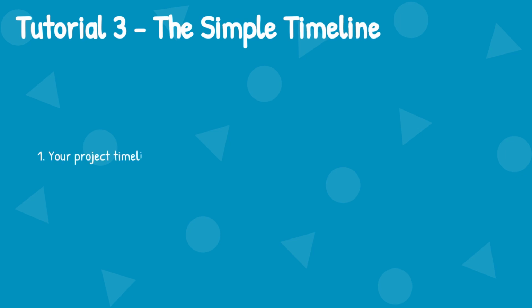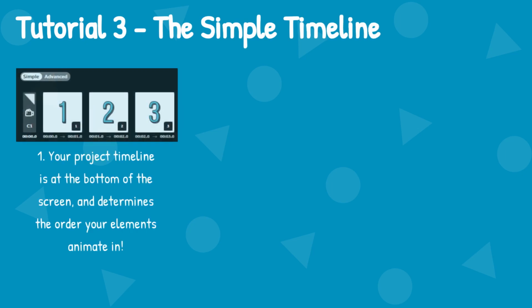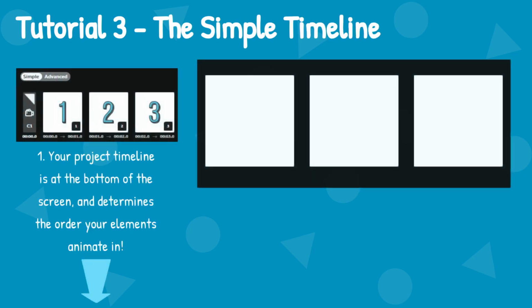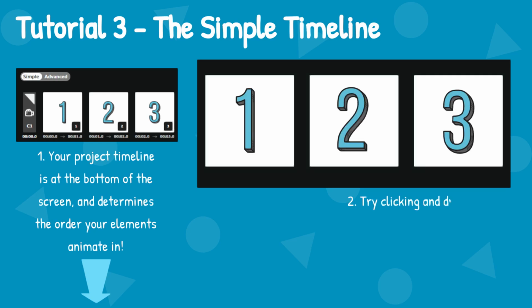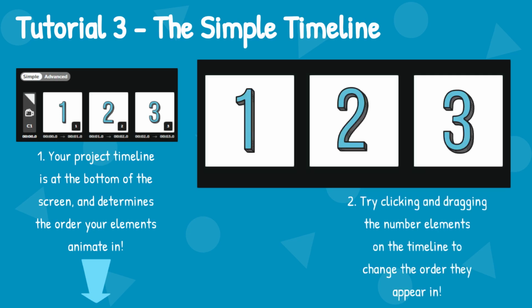Your timeline at the bottom of the screen is how you determine the order of your animations. We've placed three number images into this scene. Try changing their order on the timeline, and then use the Preview from Current Scene button to see how their animation order has been affected.